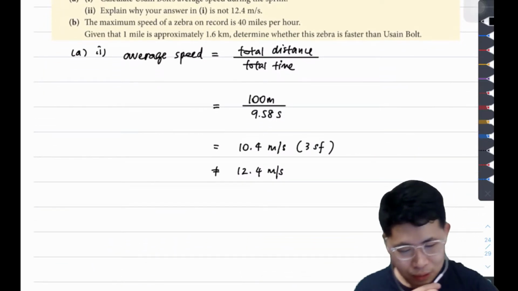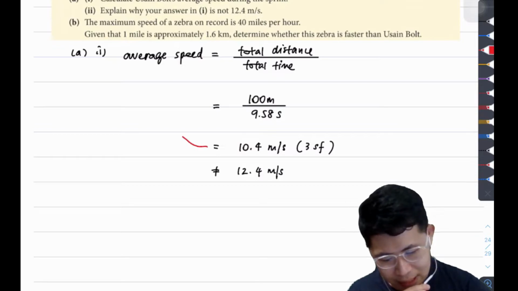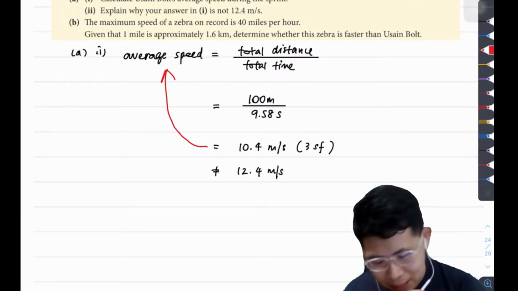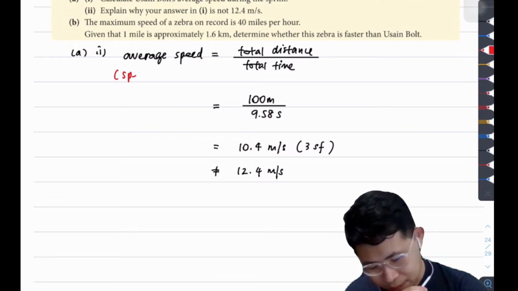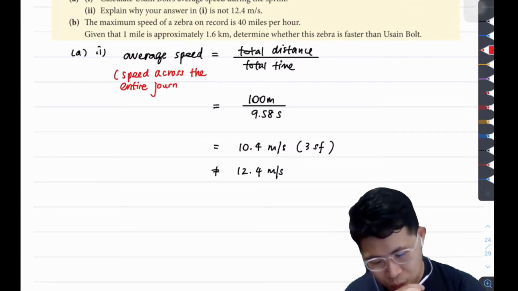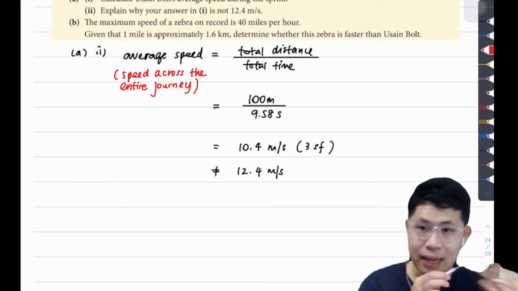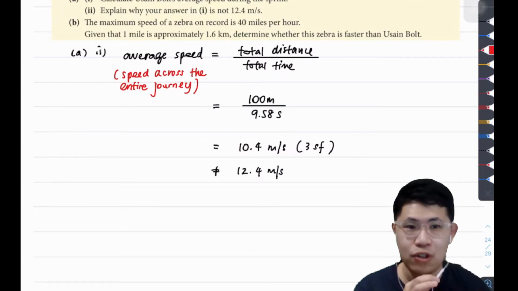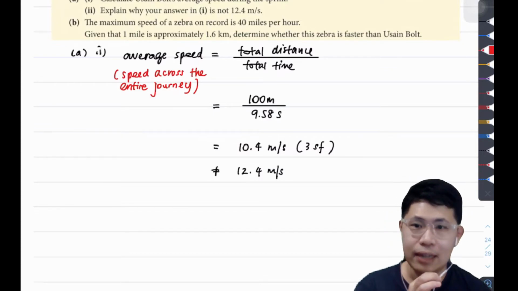Okay, so this 10.4 is the average speed, which actually means the speed across the entire journey. So if we were to use one speed to describe the entire journey, this would be called the average speed, the speed across the entire journey.